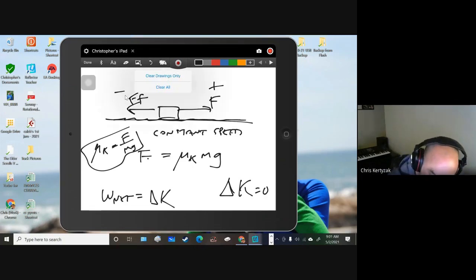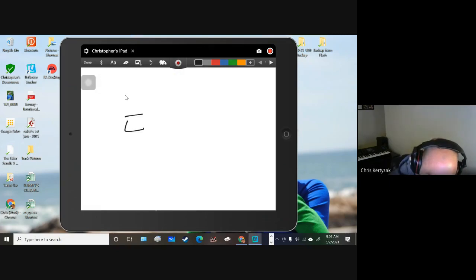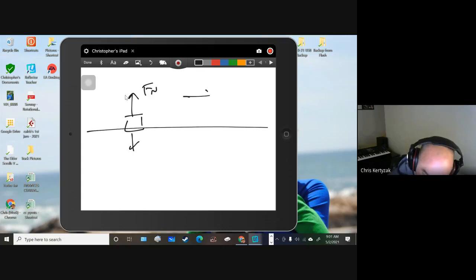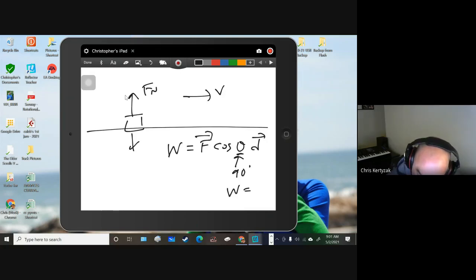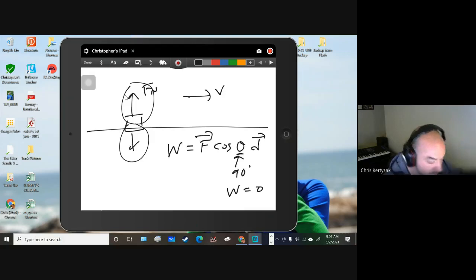Lastly, be aware that there's no work again done by these forces, right? I don't think I said that yet. If this thing was moving like this, remember that when we say F cos theta times d, theta is the angle between the displacement vector and the force vector. So if that's 90 degrees, then that's zero. It has to be a force component in the direction of motion or against the direction of motion. So this guy, zero work. This guy, zero work. Moving on.